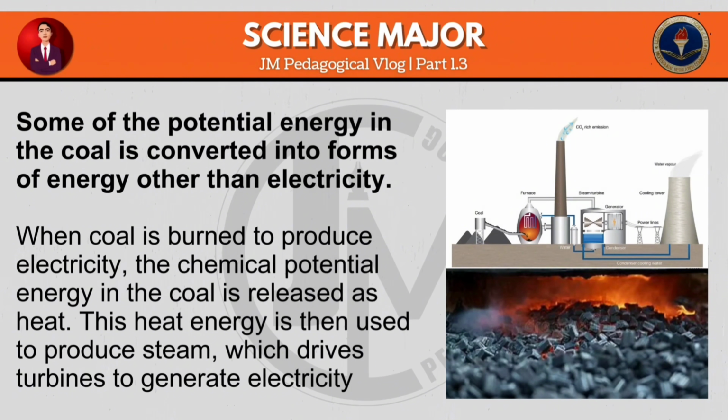When coal is burned to produce electricity, the chemical potential energy in the coal is released as heat. This heat energy is then used to produce steam, which drives turbines to generate electricity.